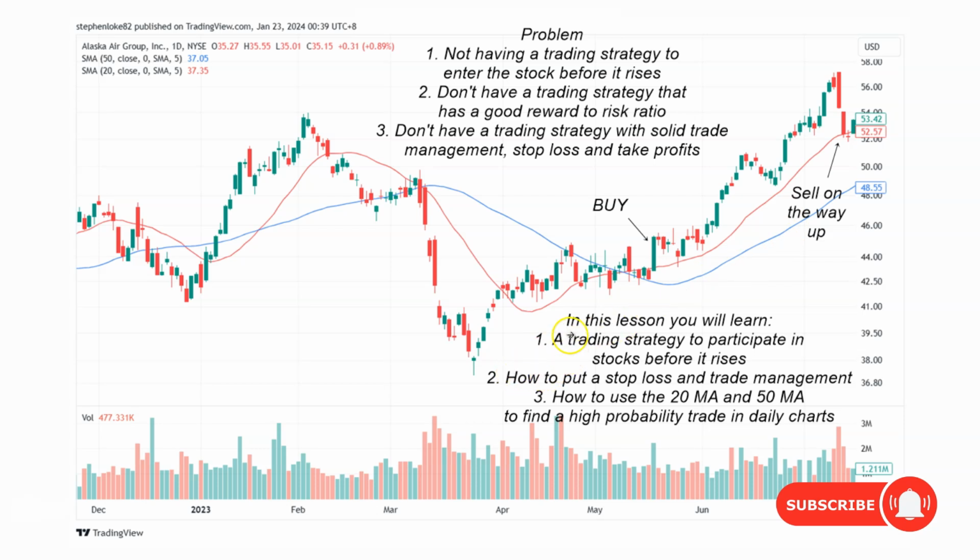Secondly, I also teach you how to put a stop loss and how to manage the trade and how to sell on the way up and take profits off the table. And the third thing is, I will teach you how to use the 20 period moving average and the 50-day moving average to find a high probability trade in daily charts.